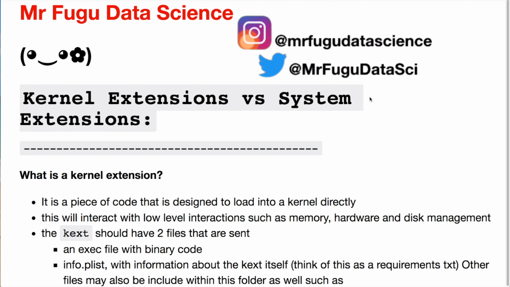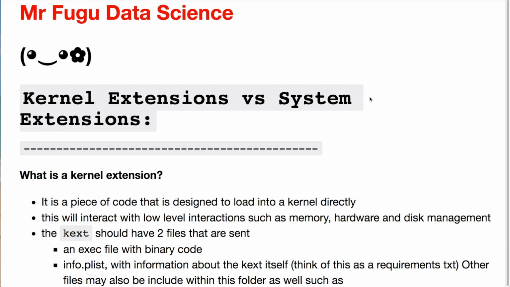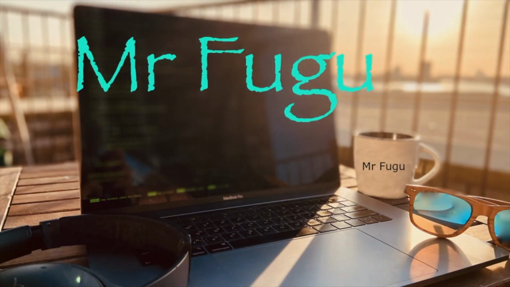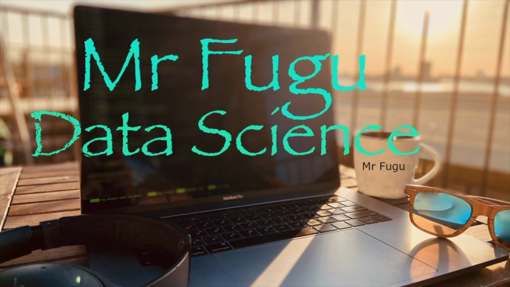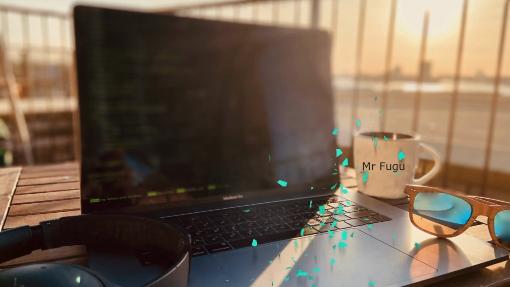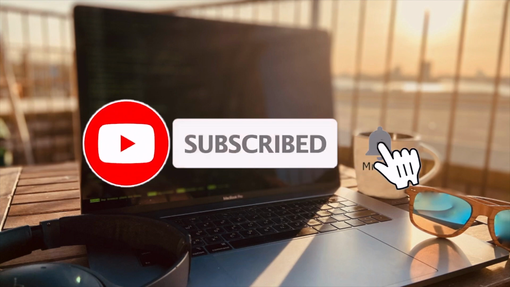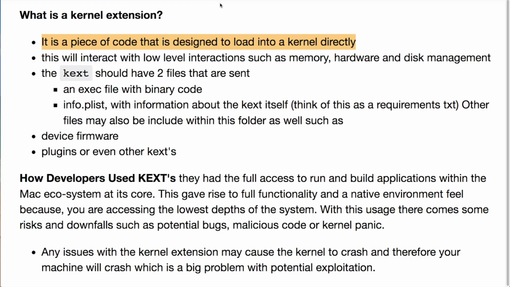Let's get started. Kernel extensions versus system extensions. We're talking about Mac OS. If you don't use Mac or don't care, this isn't the video for you. As of Catalina, there was a transition to try to change this due to firmware issues, potential security threats. A kernel extension is a piece of code designed to be loaded directly into the kernel.